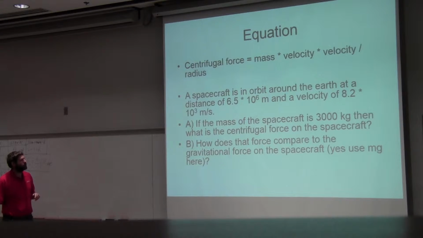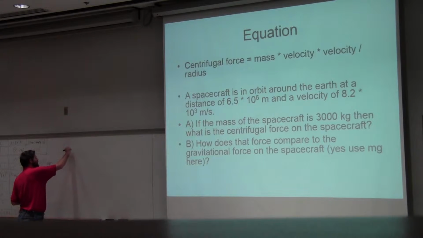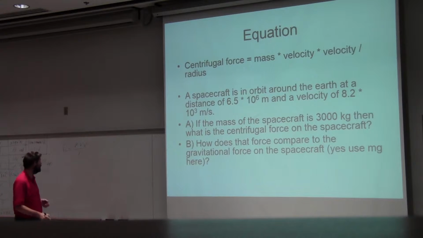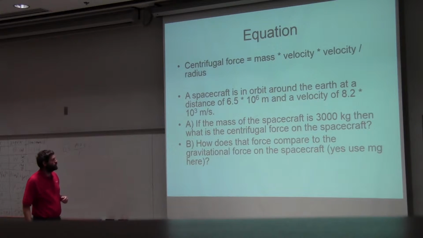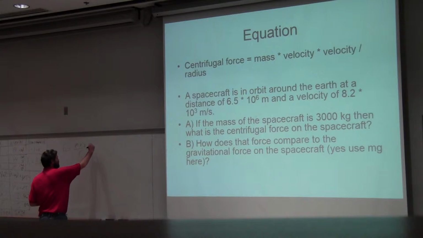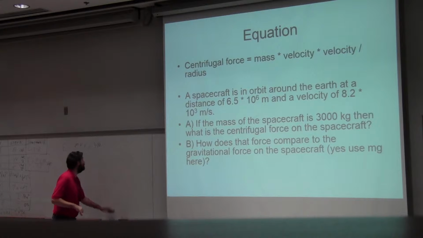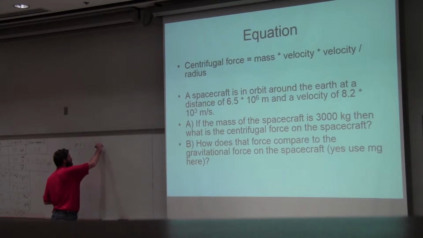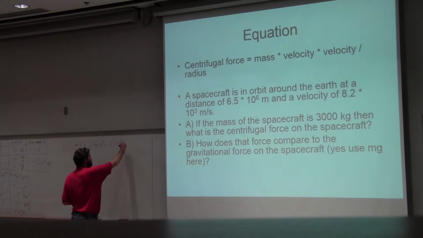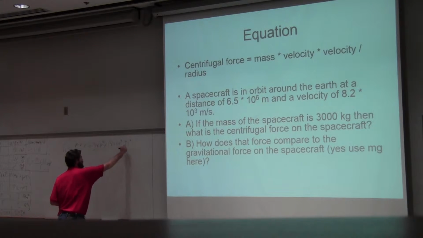All right, and we're back. So, centrifugal force equals mass times velocity squared over radius. This is a level 1 problem because I'm just sticking numbers into this equation. So I've got the mass of 3,000. I'm actually going to write 3 times 10 to the 3rd. This can make math a little bit easier. Times 8.2 times 10 to the 3rd meters per second squared divided by 6.5 times 10 to the 6th meters.